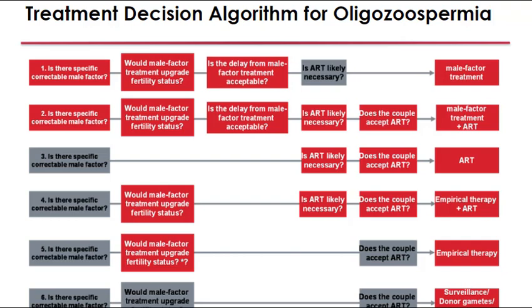In example 3, there is no specific correctable male factor, and ART is necessary. The couple agrees and they proceed with ART. In example 6, there is no specific correctable male factor, and treatment would not upgrade fertility status. The couple does not wish to proceed with ART, and they decide to pursue other options.